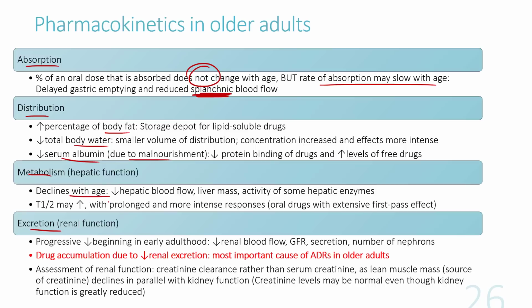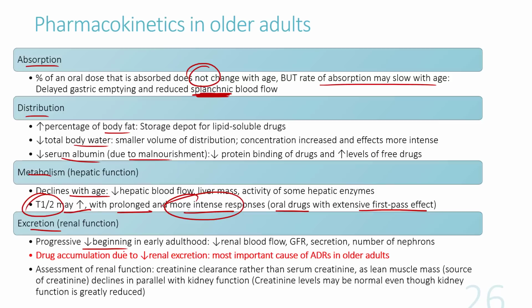Liver function declines with age. And so if it declines with age, what happens is the drug might actually stay in the body a lot longer. So half-life might increase, and you might have a prolonged response or a more intense response because it stays higher for longer, right? The other thing too is drugs that have a high first-pass effect. The first-pass effect presumes that the liver is healthy, and so if the liver mass and blood flow is reduced, then the first-pass effect goes down, and so more drug actually ends up in the systemic circulation. So that's how you get more intense responses.